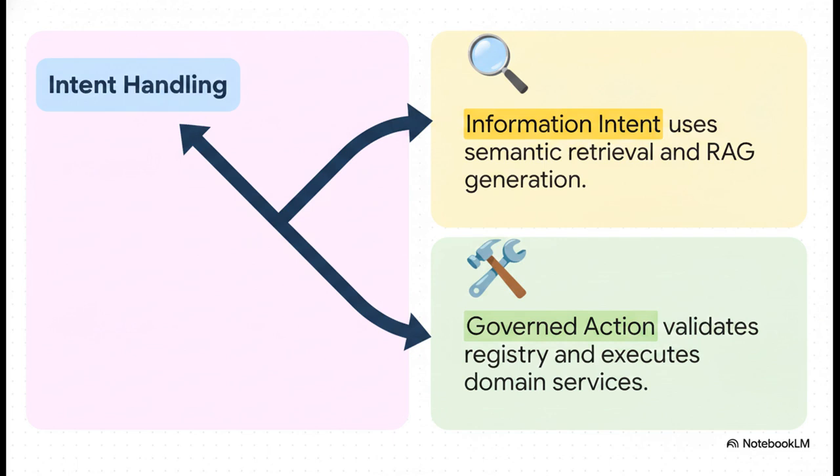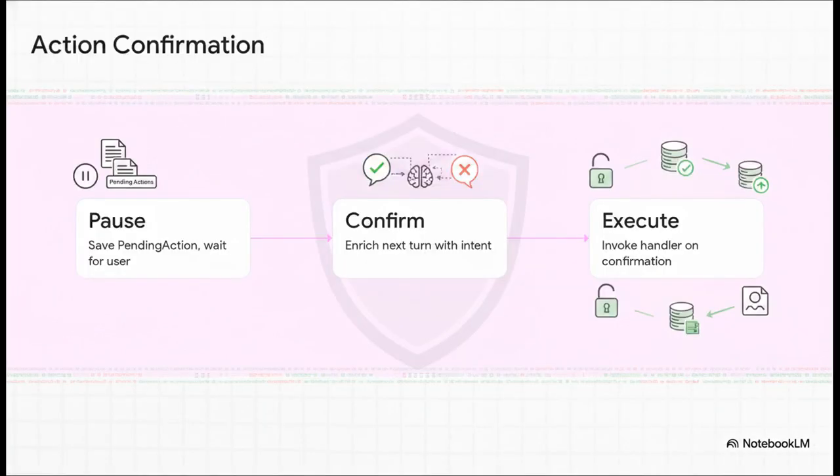But in the governed action branch, AI Fabric strictly validates everything against the AI action registry. It ensures the parameters perfectly match the schema before even thinking about invoking your registered local domain services. And here is where a massive safeguard kicks in. If an action is going to change state, say updating a database, AI Fabric strictly enforces a two-turn confirmation workflow in the backend. Step 1, it hits pause, saves a pending action, and returns a confirmation required state to the user. Notice, no side effect has happened yet.